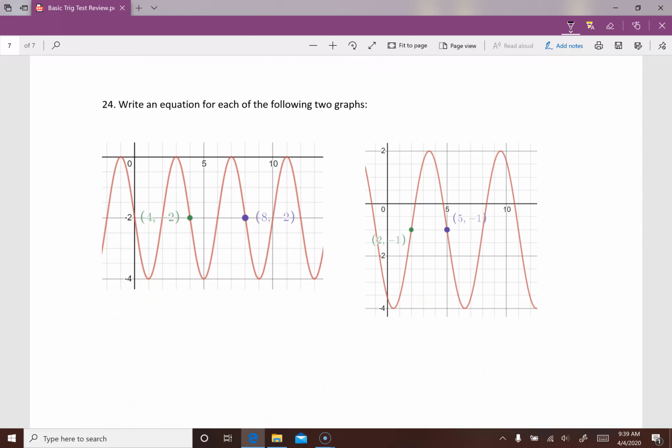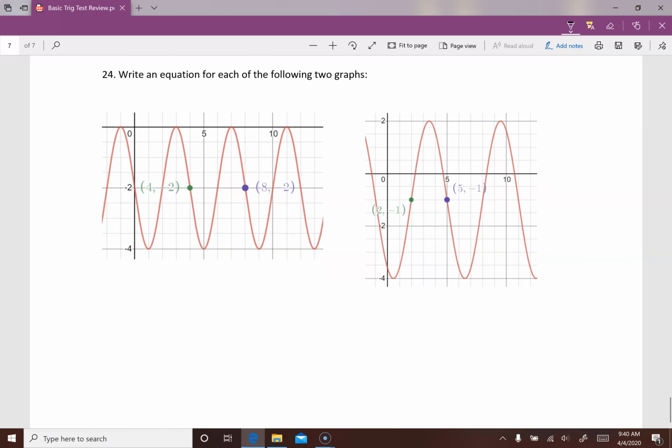Okay, write an equation for the following two graphs. First step here is to try to figure out, is it a positive sine or a negative sine? We're only going to deal with sine in these problems. So it goes down first, and so that's going to be a negative sine.